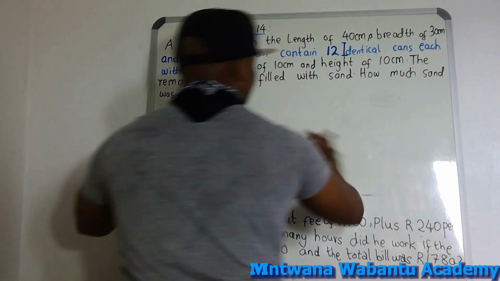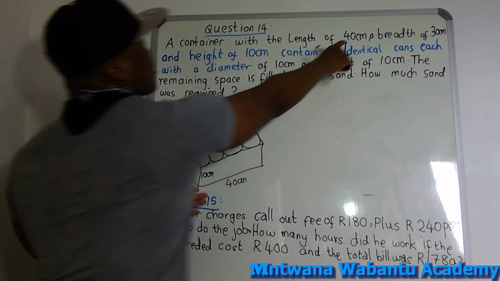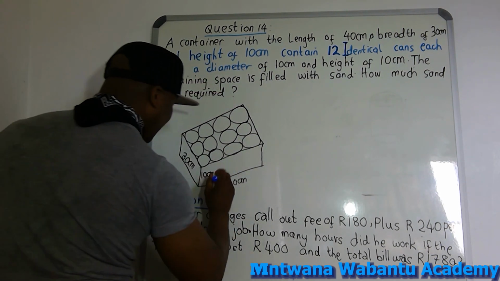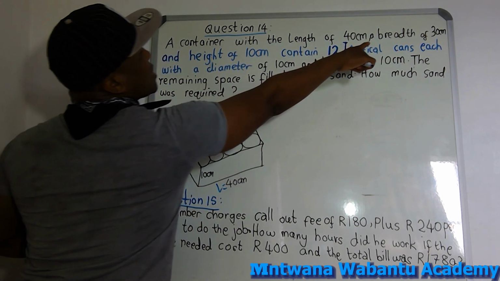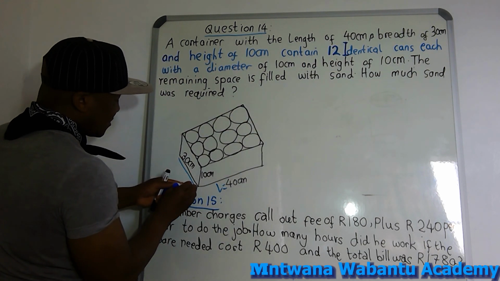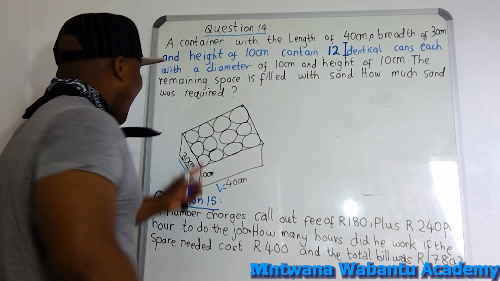So you know this. Now, they say a container with a length of 40 centimeter. See, you are given a length equals 40 centimeter, and then a breadth equal to 30 centimeter. Sometimes they call it width, sometimes they call it breadth. Okay, the same thing. And the height equals 10 centimeter.